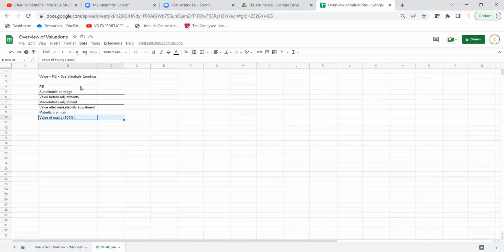Now, this is always what's going to happen. As you can see, you're going to need PE, you're going to need sustainable earnings, you're going to need the marketability adjustment, you're going to need the majority premium, and that will give you the answer. Okay. So let's now go through all of those line items.